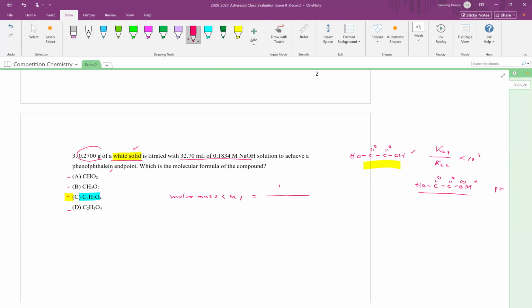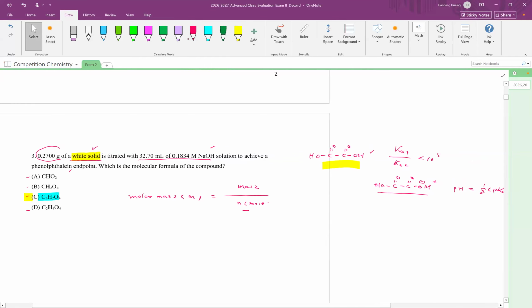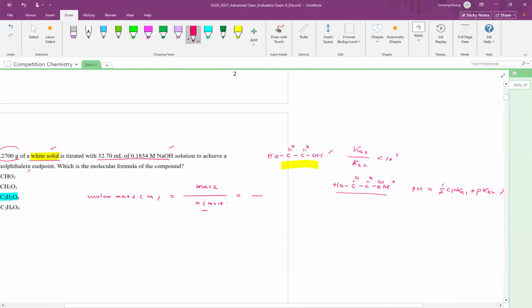Molar mass equals mass over moles. How did you get the moles? Here it's 1, so assume a 1:1 ratio, then you do that. It's 0.2700. Why is this one? Titration. It's not 0.27, it's not 0.3, it's 0.2700. Why? Because it's a titration, and you weigh the mass. You got it.